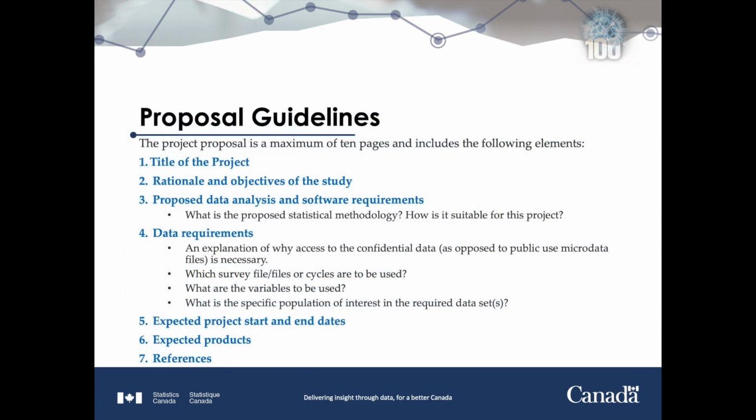The proposal guidelines are listed on the slide here. The proposal should be between 5 to 10 pages and contain the following information: the title of the project, the rationale and objectives of the study, the proposed data analysis and software requirements, including the statistical methodology, the data requirements, the expected project start and end dates, the expected products, and all references included in the proposal.